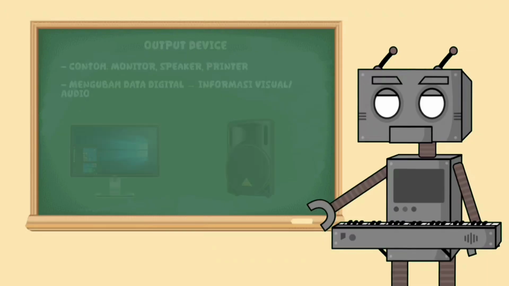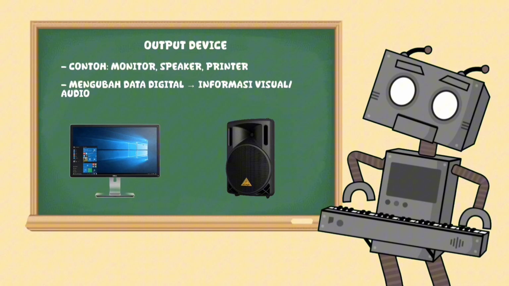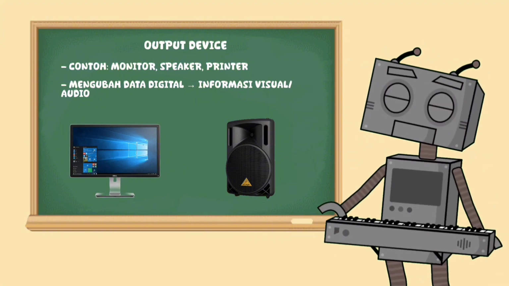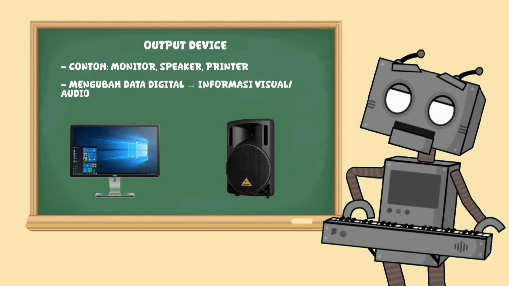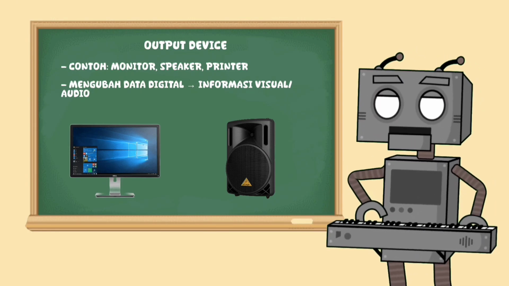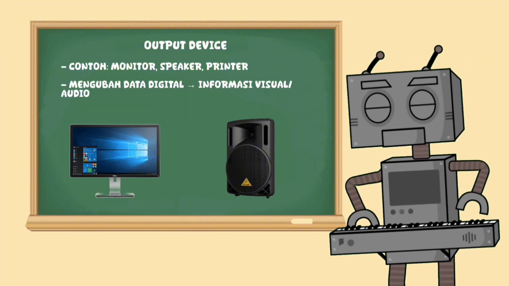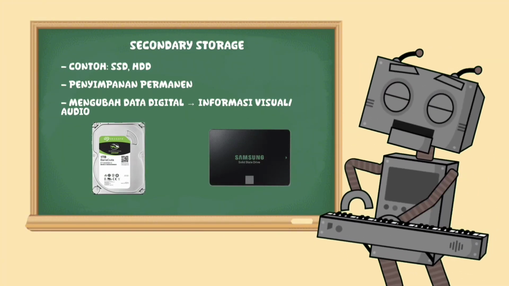When the final results are available in RAM, the computer will send them to an output device, such as a monitor, screen, speaker, or printer. The output device will convert the digital data into visual, audio, or other forms of information that humans can understand.